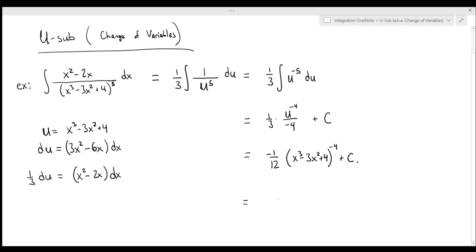If you wanted to do one more thing, what you perhaps could do is move this term into the denominator, since it has a negative exponent. We could move it down as x cubed minus 3x squared plus 4 to the power of positive 4, and then plus c. Okay. All right. So I would say either of these two expressions would be acceptable as a final answer. Okay. All right. So that was just a quick example of doing U substitution.